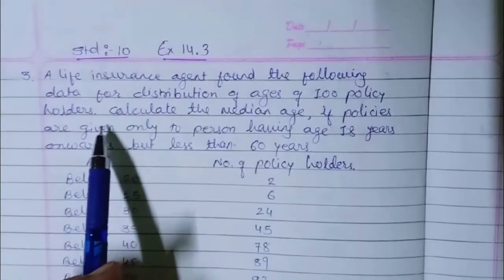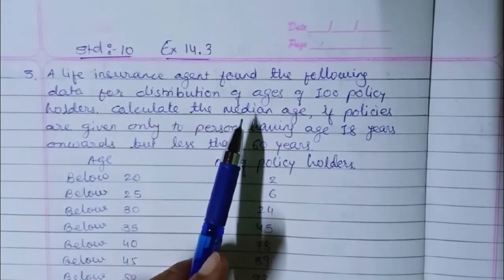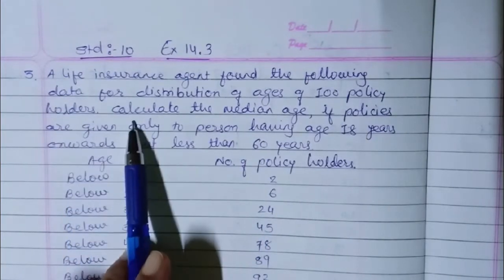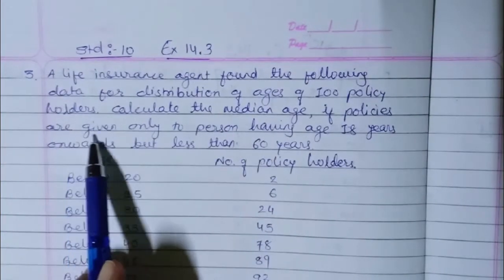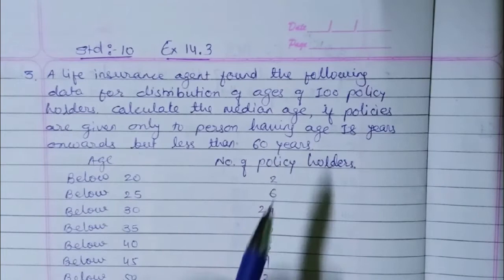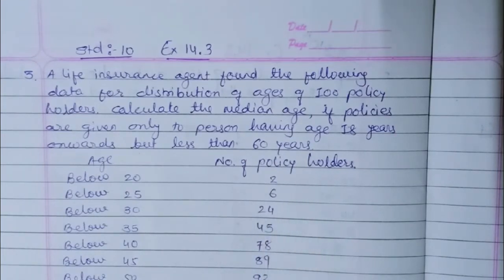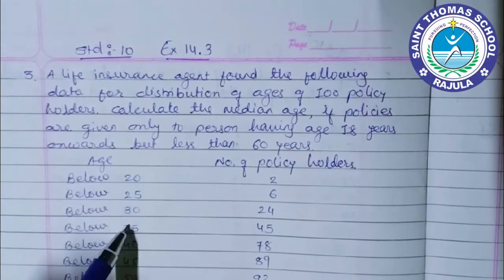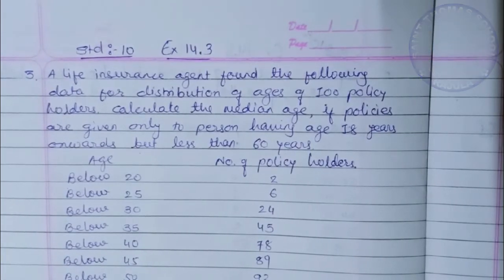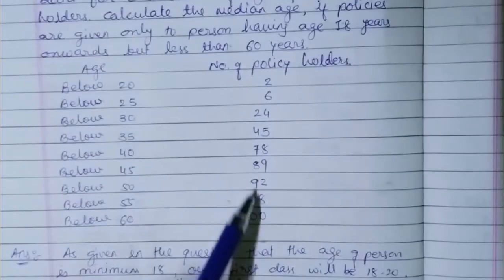Now question number 3. A life insurance agent found the following data for the distribution of ages of 100 policy holders. Calculate the median age if the policy is given only to persons having the age of 18 onwards and less than 60, which means that the policy is given to those who are after 18 years, 19, 20 years, and before 60 years, means 60 years or less. So age below 20, below 25, below 30, below 35, below 40, below 45, below 50, below 55, below 60, and the frequency is given here.